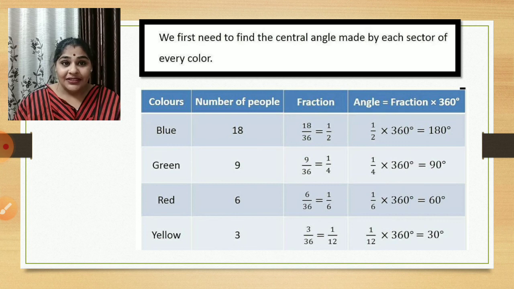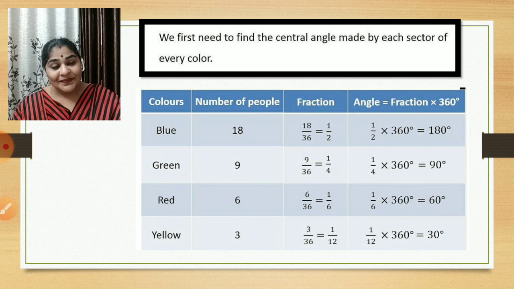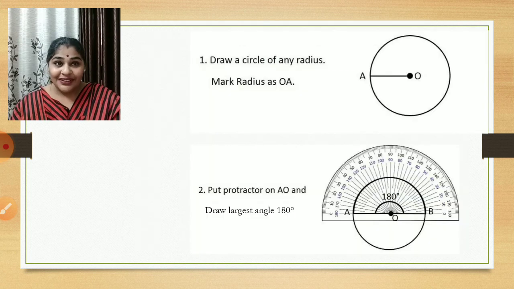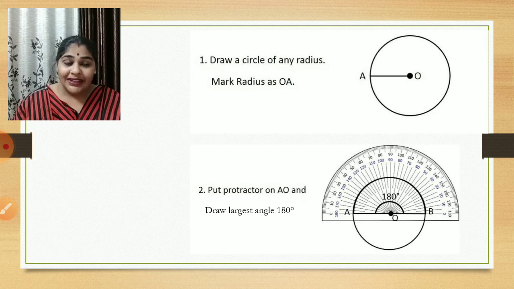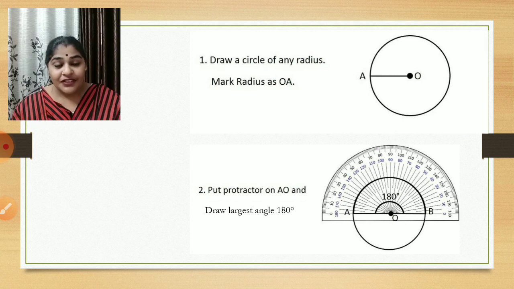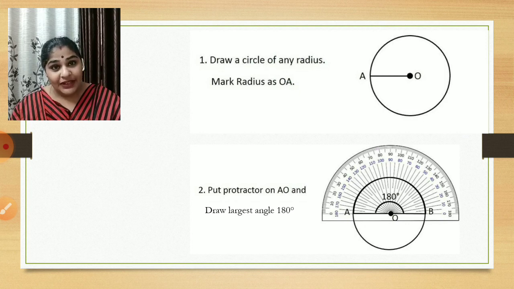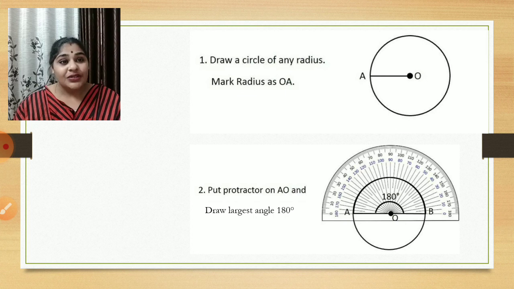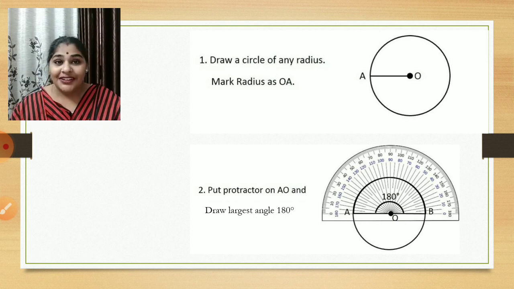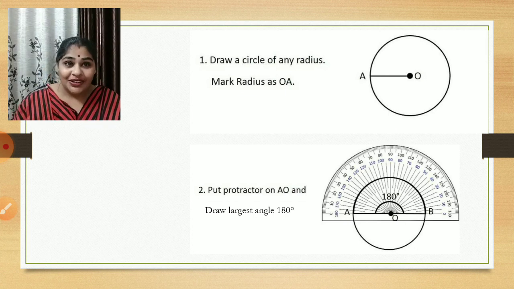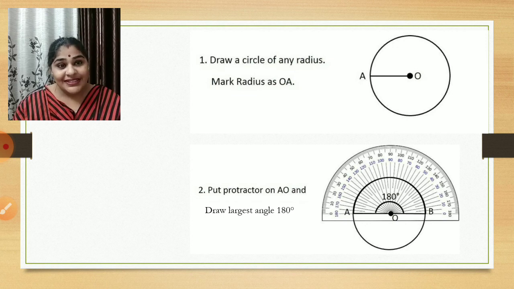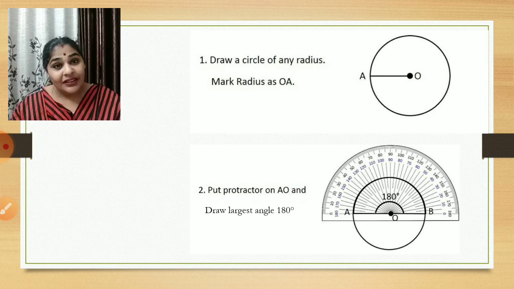This table you have to write down in your classwork, and then you will start drawing the pie chart. Your first step of drawing a pie chart will be to take any convenient radius, whichever is easy enough to draw on a page of your classwork. Take that radius in your compass and draw a circle, and mark a radius, that is OA. In the last session, I have already shown this, children, right?